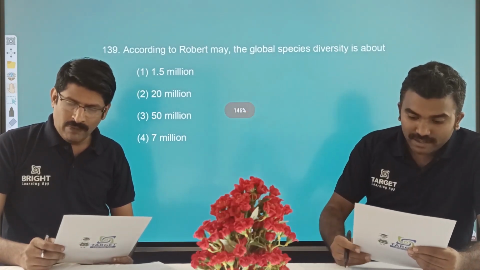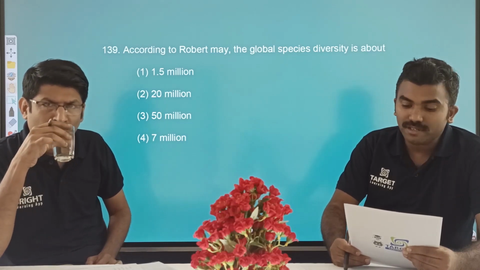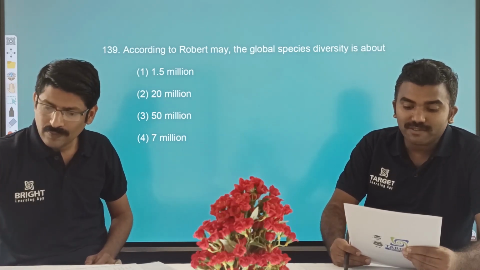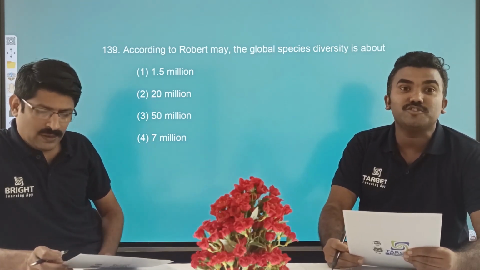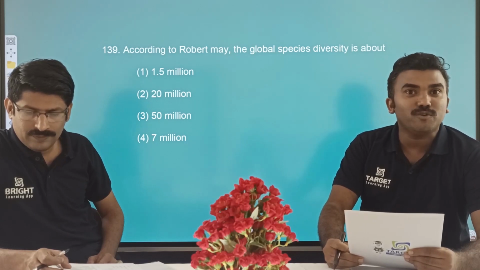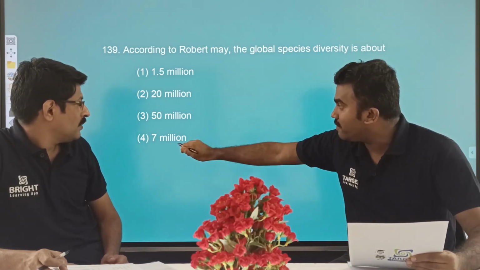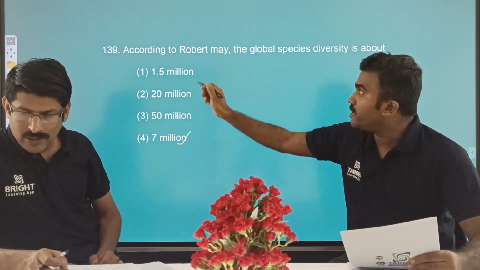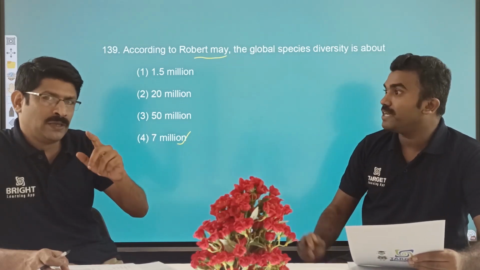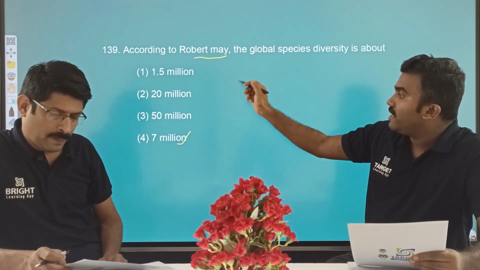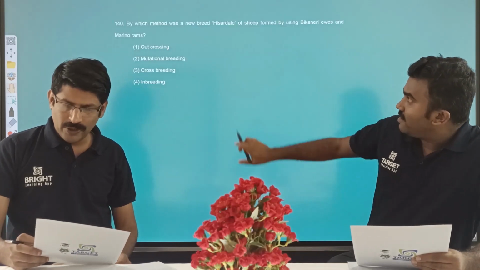Next question, 139. It came from the chapter biodiversity and its conservation. According to Robert May, the global species diversity is about 7 million. Don't get confused with 1.5 million, because that is the estimate given by the IUCN, International Union for Conservation of Nature and Natural Resources. But here the right answer is 7 million, a sound estimate made by Robert May. This is given in page number 259, the last line of that page. Robert May gave a total estimate of 7 million species.